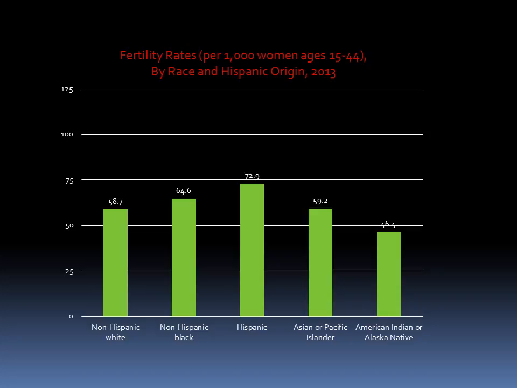And this graphic shows the fertility rate per 1,000 women ages 15 through 44 by race in 2013. On the graph, we show the non-Hispanic white was at 58.7, the non-Hispanic black was at 64.6, the Hispanic rate was at 72.9, the Asian or Pacific Islander was at 59.2, and an American Indian or Alaska Native was at 46.4.